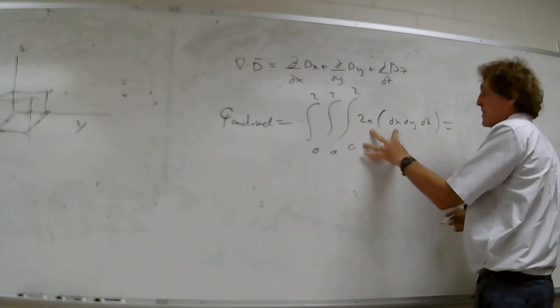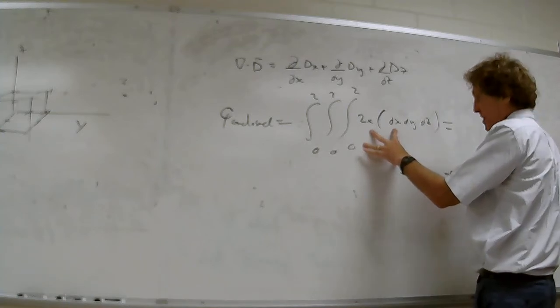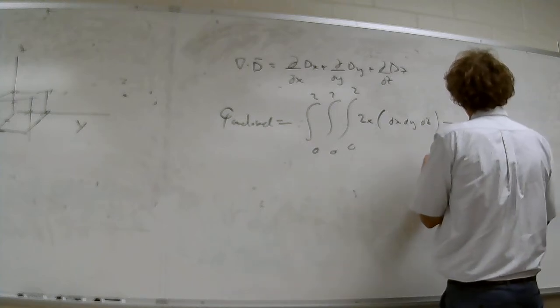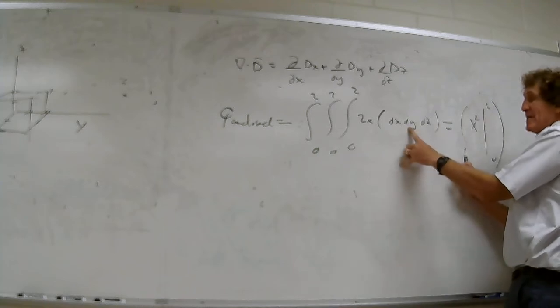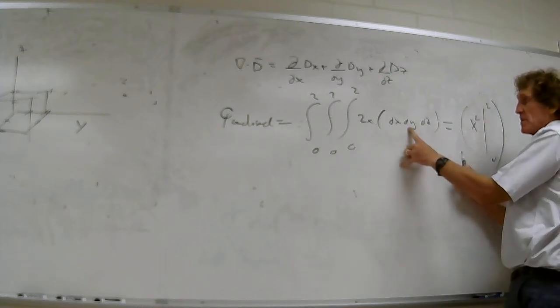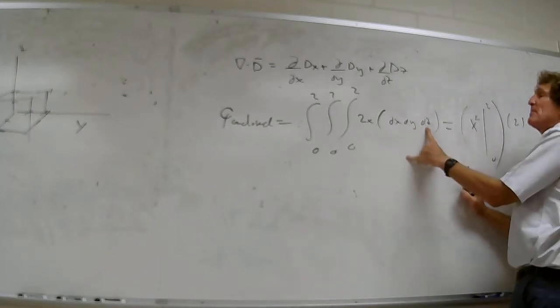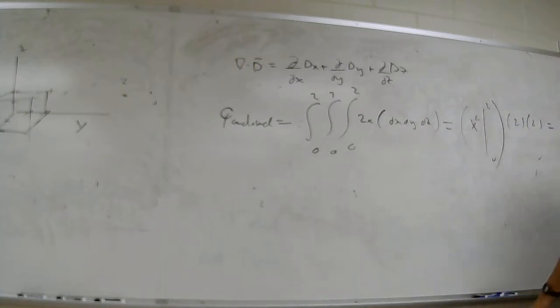2x dx integrated is what? x squared evaluated from 0 to 2. Do you agree with that? I'm going to leave it as x squared evaluated from 0 to 2. Then you have to integrate dy. There's nothing that varies with y, so y from 0 to 2 is 2. Then you integrate z from 0 to 2, which is 2 as well. So now when you do this, what do you see this is? This is going to be 2 squared, or 4, times 4, so it'll be 16 coulombs.